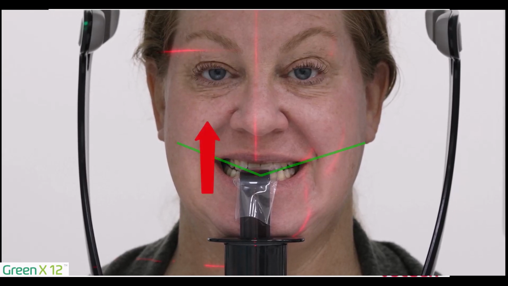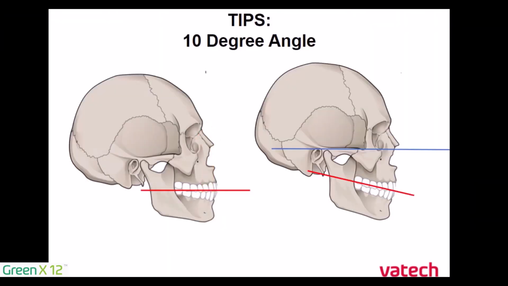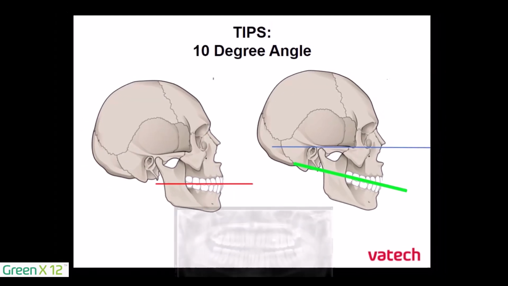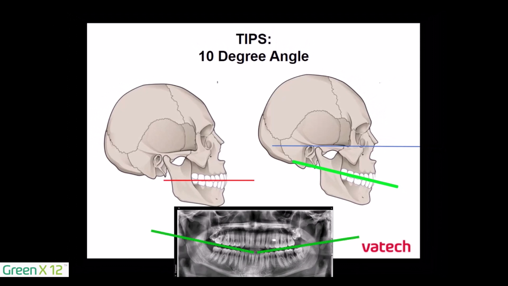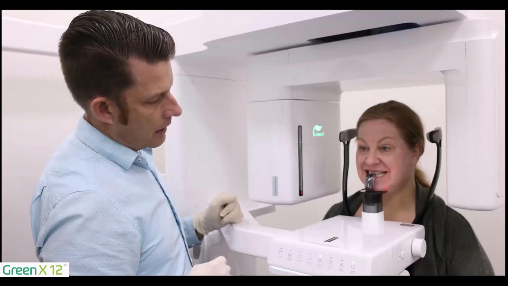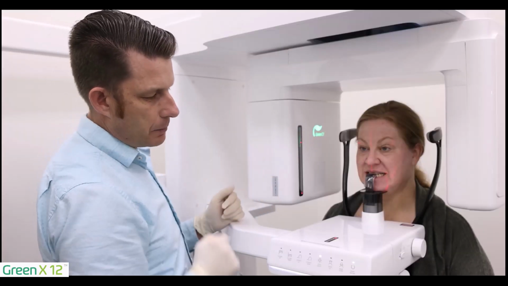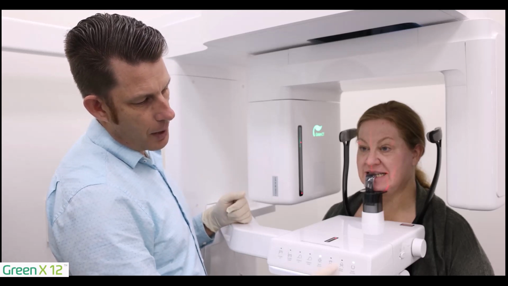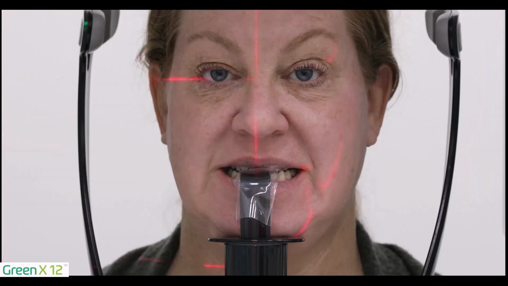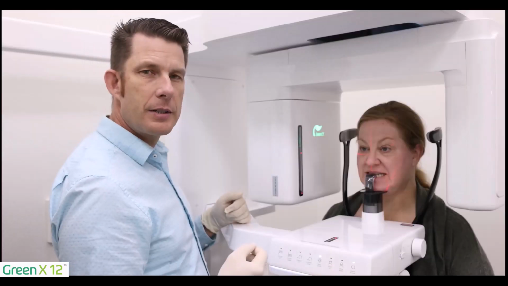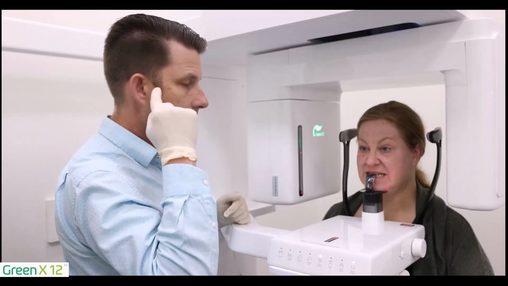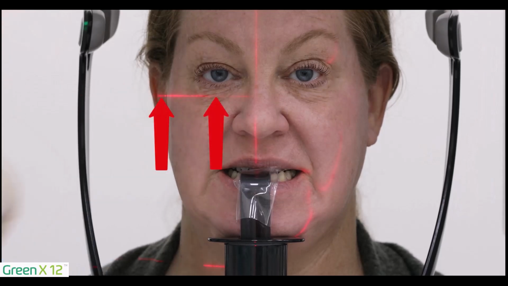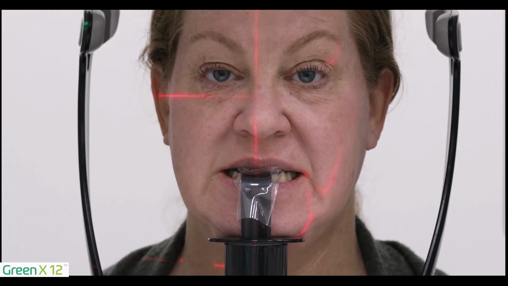As a tip, the objective of this beam is to have the head tilted and the occlusion at a 10-degree angle when positioned in the machine, which produces a slight smile effect in the pan. We do have our Frankfurt horizontal beam shining on the patient's right side of their face. I can use my beam up or down to position this. So 2 reference points for that beam, top of the tragus to the infraorbital notch of the eye, is another reference point you can use when positioning the patient's head.